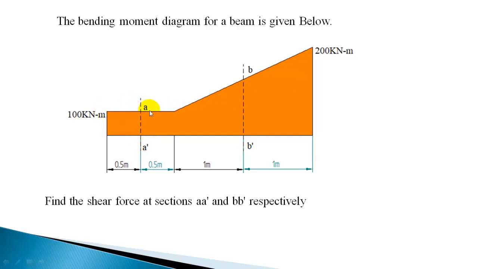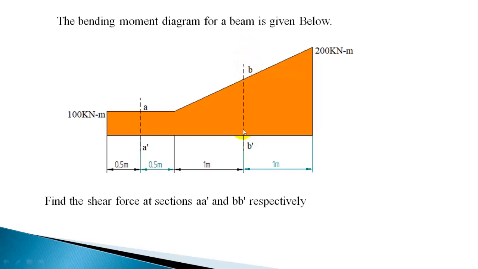So bending moment is not changing, so that means shear force for this part, from this point to this point, has to be 0. There will not be any shear force. Rate of change of bending moment is shear force. So bending moment is not changing, shear force has to be 0 for this section.